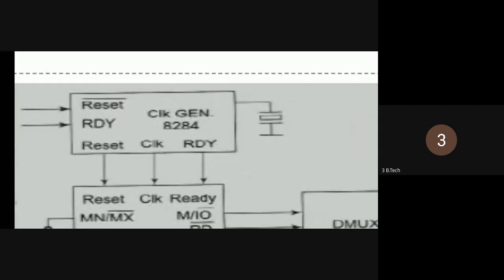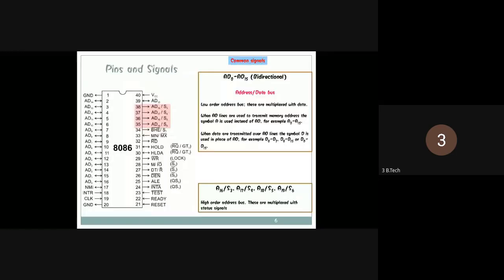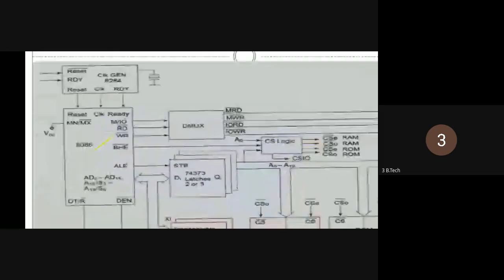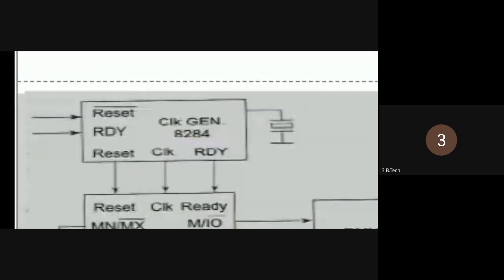We first apply input to this clock generator in order to make it active. The main purpose of the clock generator is to generate clock signals and activate the microprocessor by providing a clock signal. By using this clock generator, we can generate clock signals and apply the clock trigger to the microprocessor.